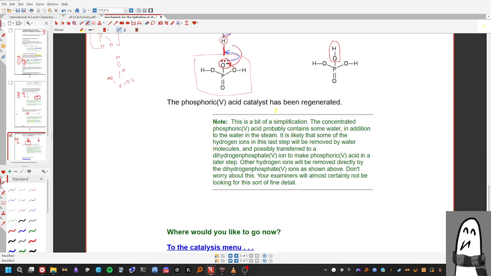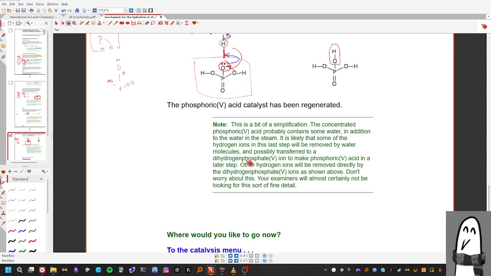This is a bit of a simplification. Concentrated phosphoric V acid contains some water. With the water and the steam, it is most likely that some of the hydrogen ions in this last step will be removed by water molecules and possibly transferred to the dihydrogen phosphate ion or phosphoric acid. In the last step, hydrogen ions will be removed directly by the dihydrogen phosphate ion as above. Don't be worried about this. Okay, cool.